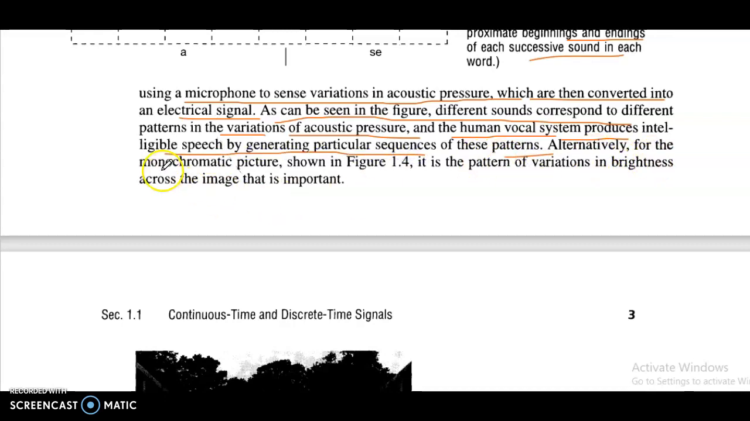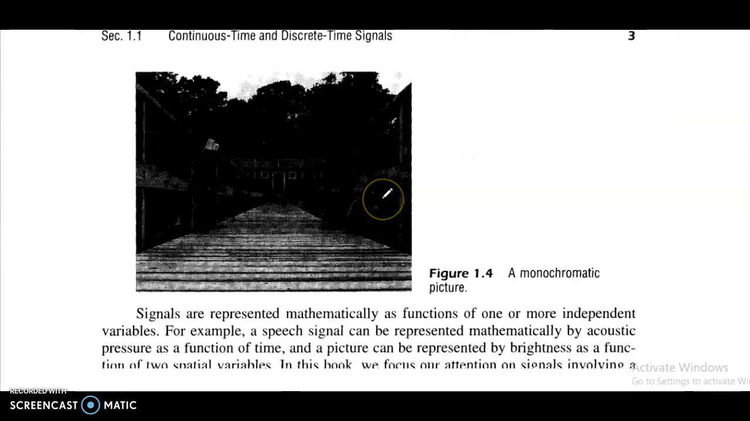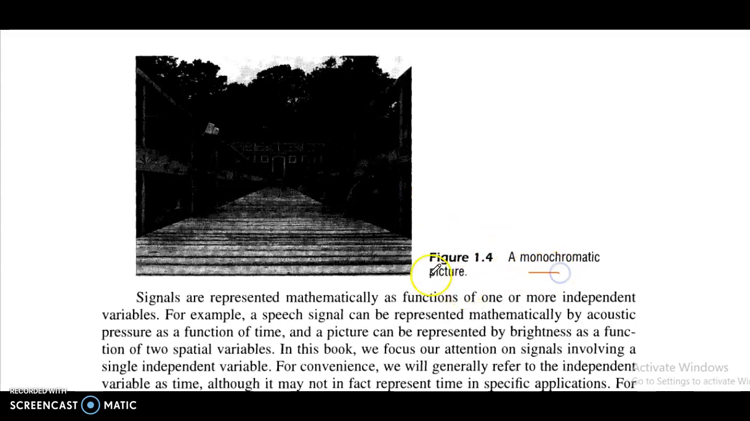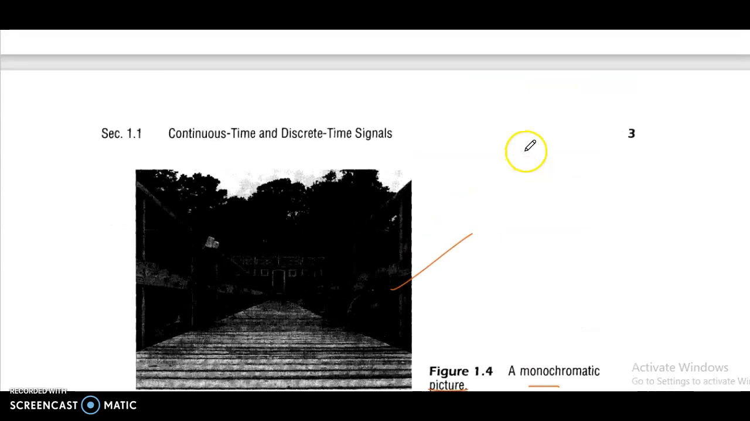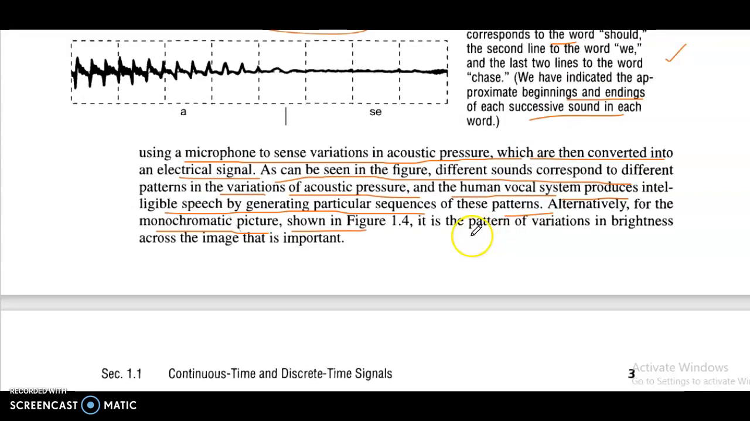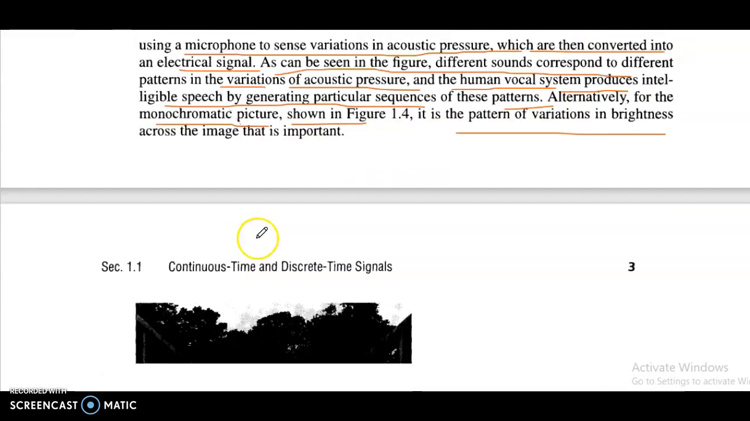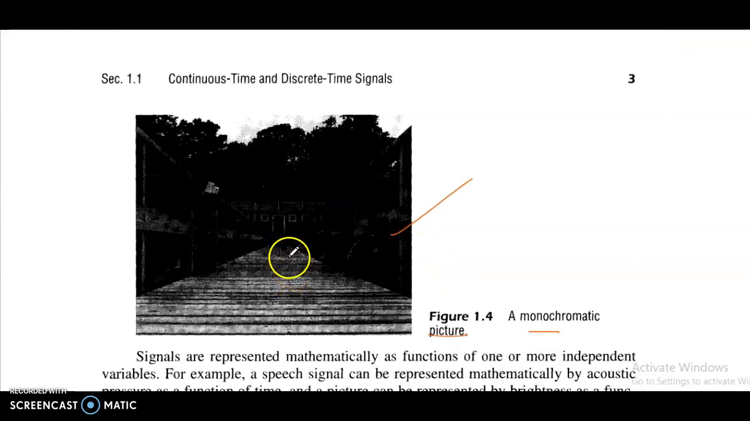Alternately, consider the monochromatic picture shown in figure 1.4. It is the pattern of variations in brightness across the image that is important.